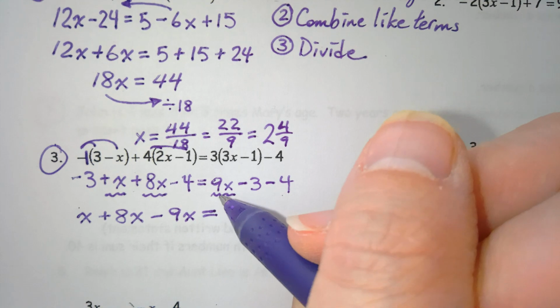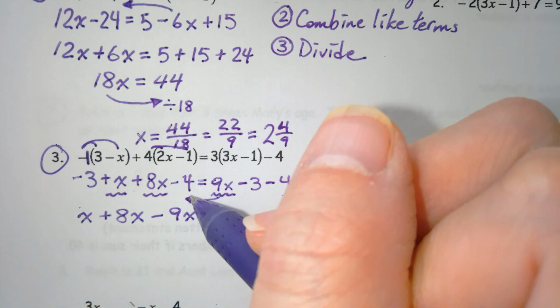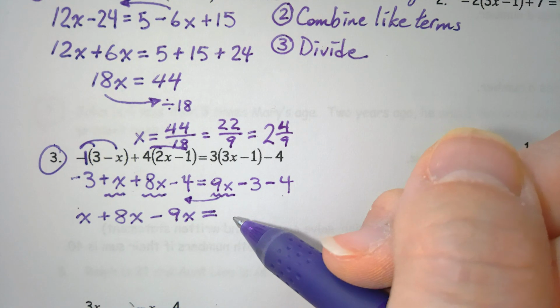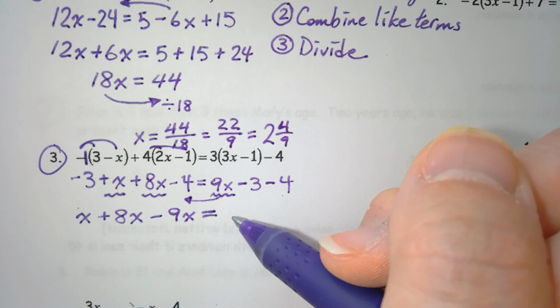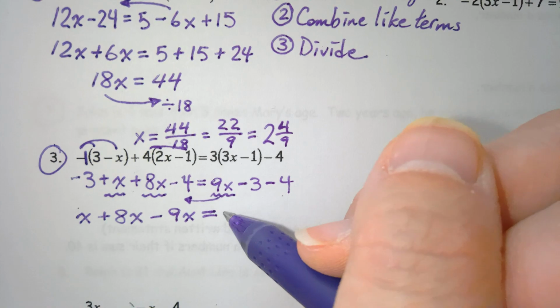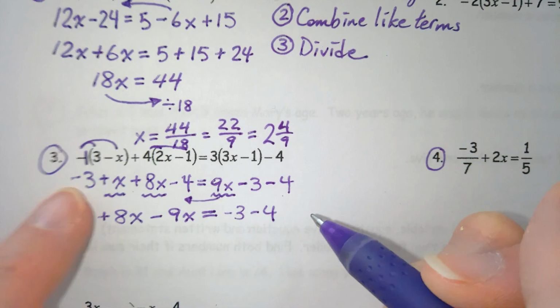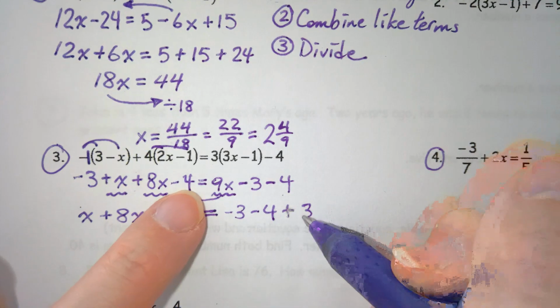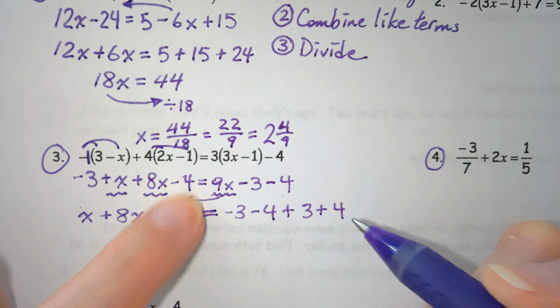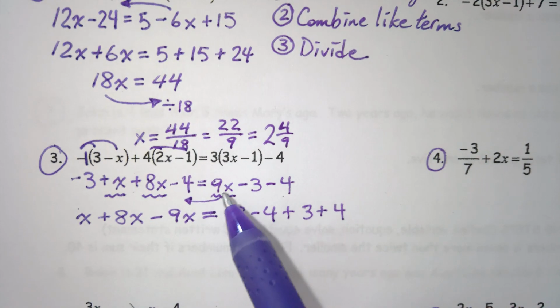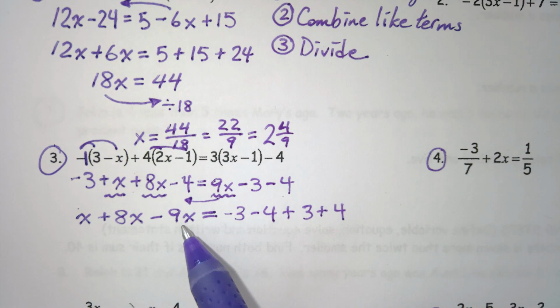Okay, so the 9x we already moved to the left side, so it's gone. Jaden? Yes. Plus the 3, plus the 4. Good. Okay. Why is the 9x not on the right side anymore? Because we already moved it to the left.